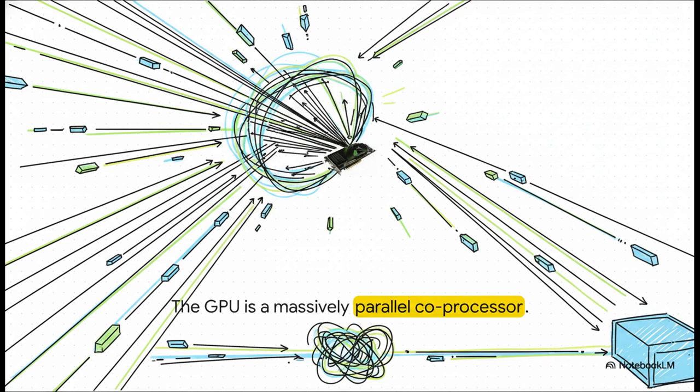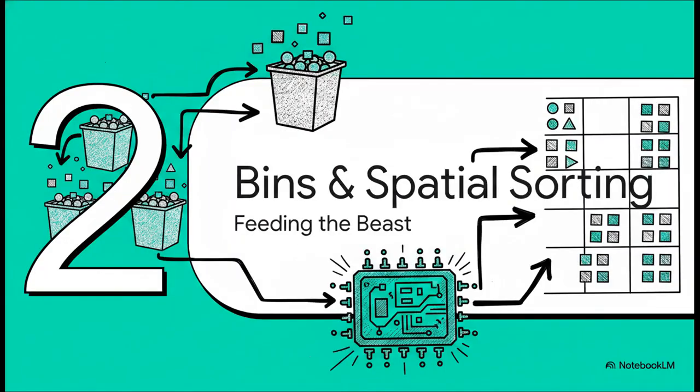But here is the secret. A GPU is basically a massively parallel coprocessor. It's an absolute beast of a chip, but it is really just raw potential, right? If you just take your old CPU code and toss it at the GPU, you don't get magic speed. You just get a massive traffic jam in your system's memory. To actually harness that power, you need some serious algorithmic finesse. Which brings us to Section 2, bins and spatial sorting.